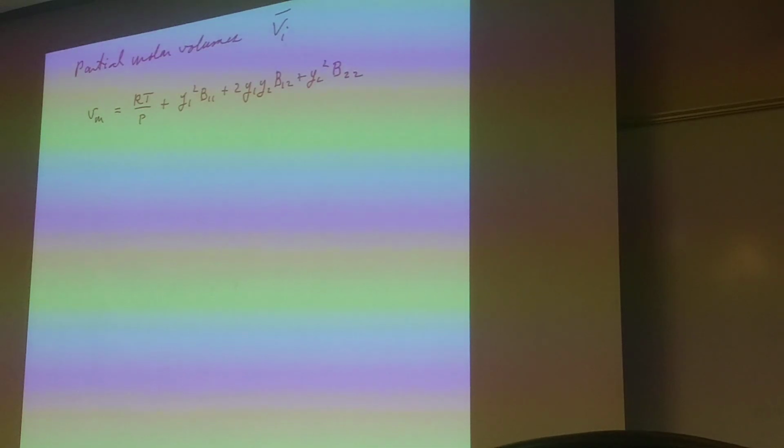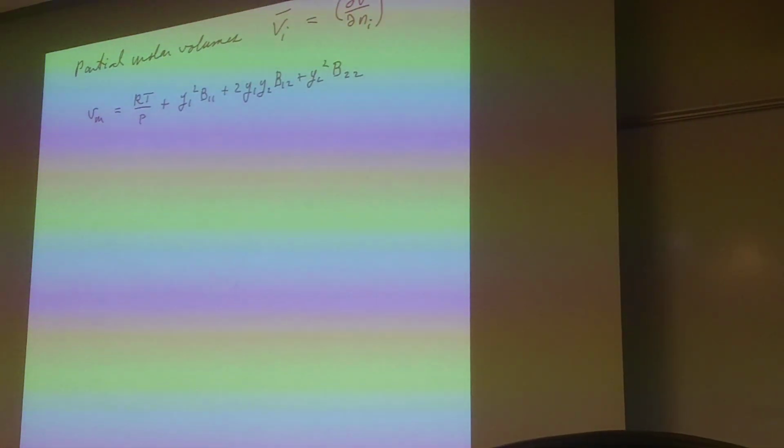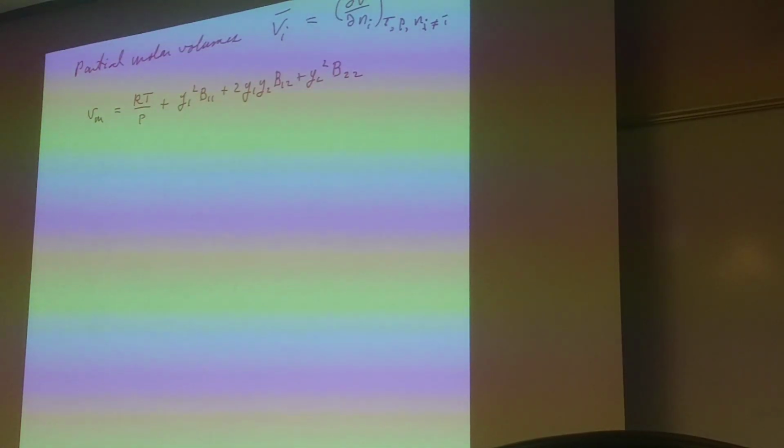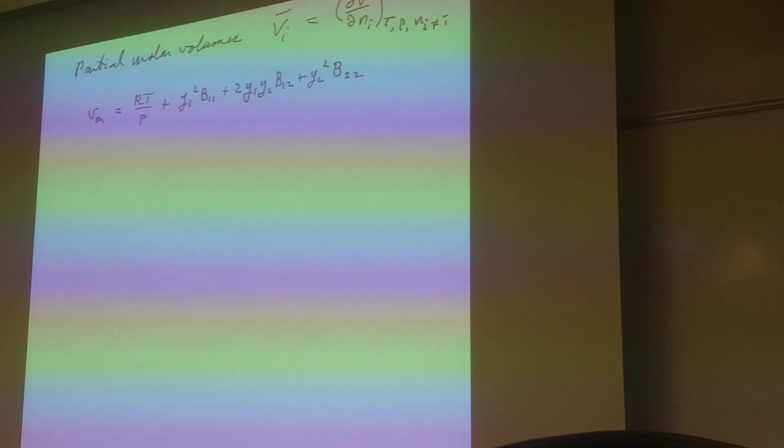Well, let's remember what this is. That's the derivative of the extensive volume here with respect to the relevant mole number at constant temperature, pressure, and all mole numbers not equal to that one. In other words, at constant composition. So that's my defining equation for the partial molar volume, and that's what I would like to be able to extract out of this expression.